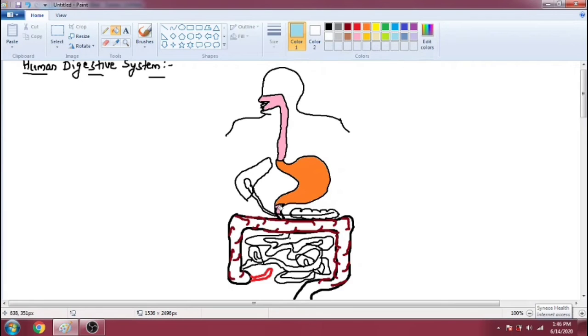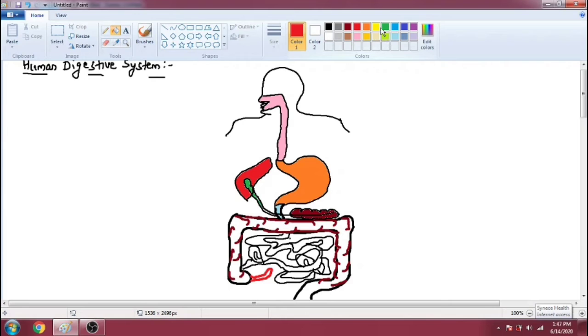Now the most important is this part, the blue part. This is the duodenum. The duodenum is the point for the opening of both the liver's duct and the pancreatic duct. So one duct comes from the gallbladder, and one duct comes from the pancreas, and both ducts open together. This brownish color is the pancreas, the most important gland, and it is a mixocrine kind of gland.